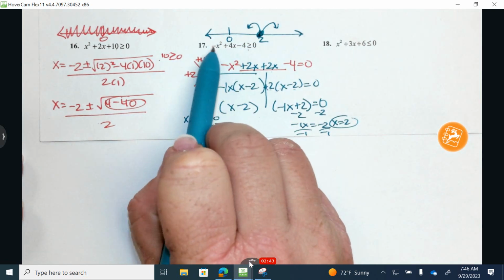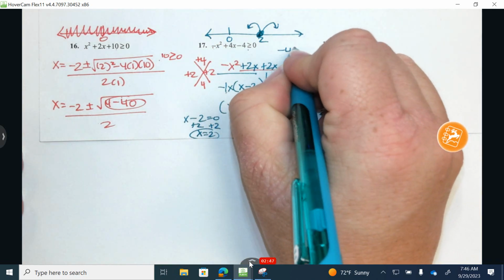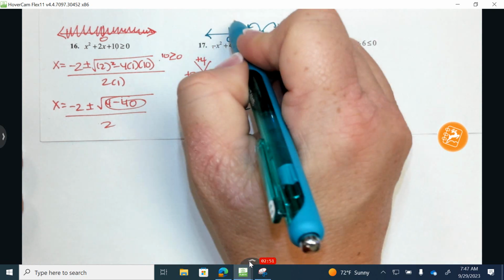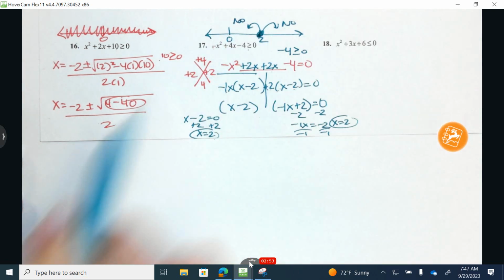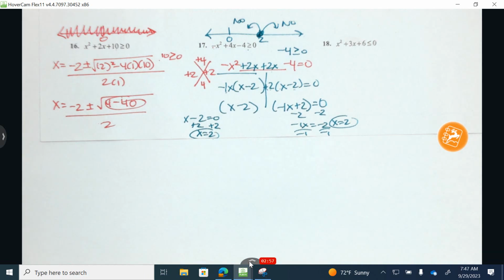So there's no such thing as -0. So this is 0 plus 0 minus 4. So is -4 greater than or equal to 0? It's not. So this is no for shading, and this is no for shading. So the only solution to this inequality occurs at 2.